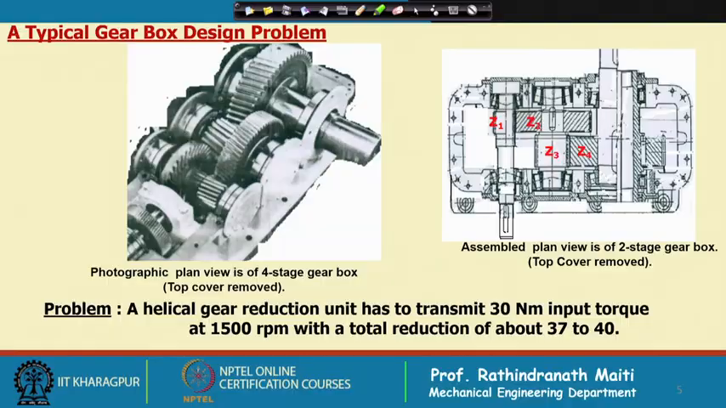But in this case, we are considering the nominal torque as 30 Newton meter. Now, for designing the gears, we may multiply that torque with a value depending on the amount of shock or starting torque there is. Now, here it is specified that input RPM will be 1500.